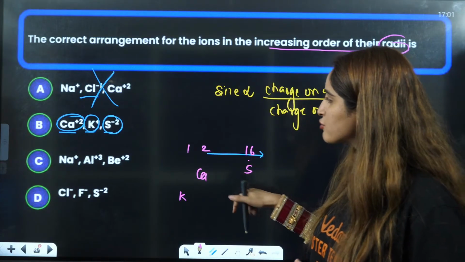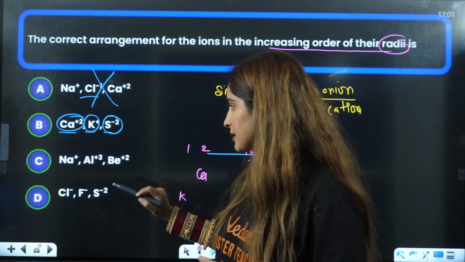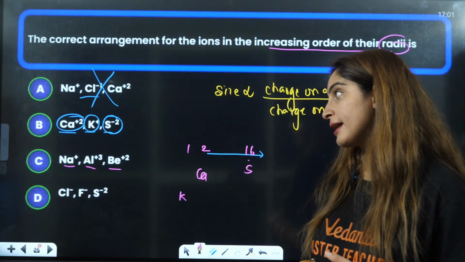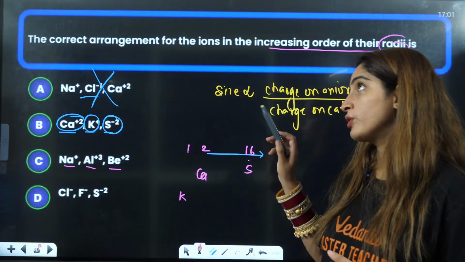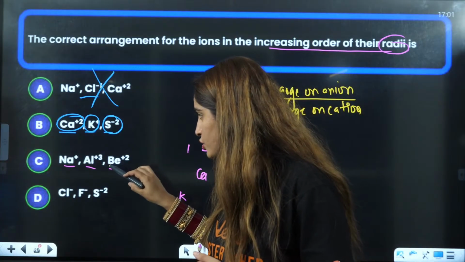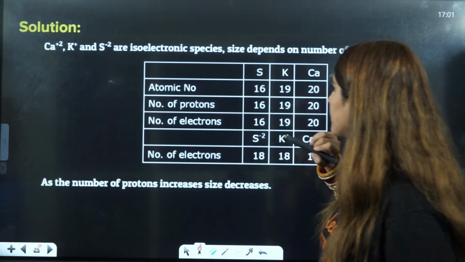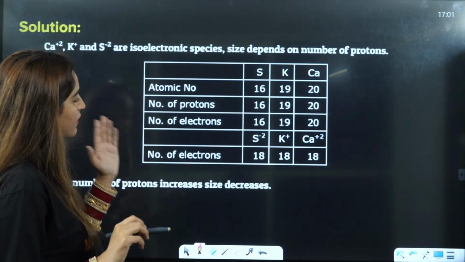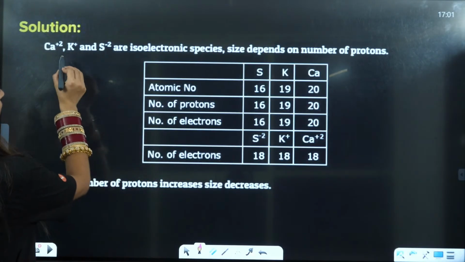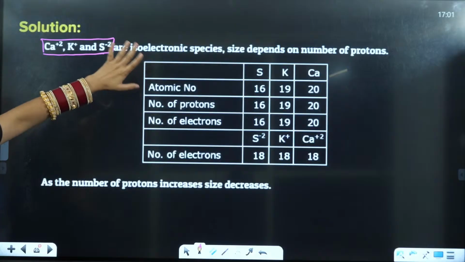right? So how many electrons do you have here? Again, this can be the correct answer. If you talk about Na, Al and Be, then chlorine, fluorine, and sulfur, again fluorine is the smallest, right? Here you are decreasing, again that cannot be. So my idea is either B or C, right? So if you see this, sulfur, atomic number, number of protons, number of electrons, everything is given to you here, right? So according to that, the answer will be Ca2 positive, K positive, and S2 negative are isoelectronic species.